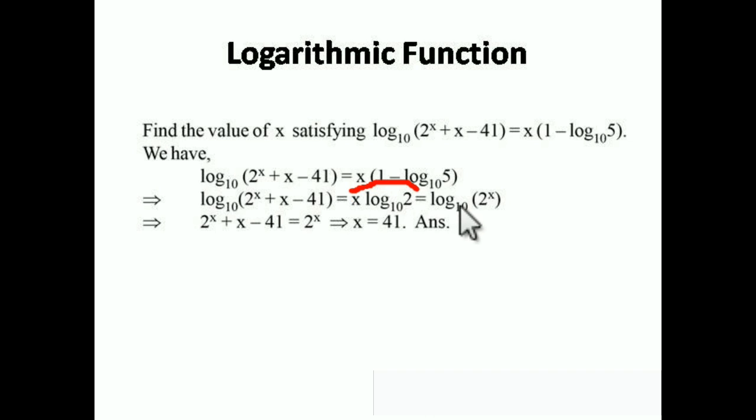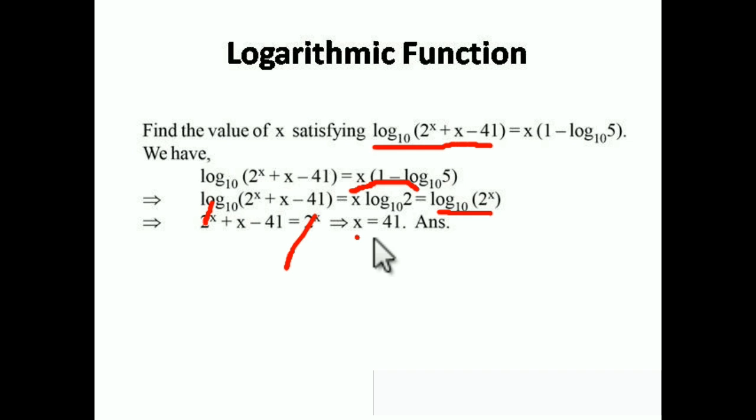So log 10 with the base 2 raised to x. Now you can see this whole part and this whole part are now in the symmetrical form. Log 10 and log 10 here, if both values are the same, the inner part must be the same. That means 2 raised to x plus x minus 41 is equal to 2 raised to x. So 2 raised to x and 2 raised to x cancel out. So x minus 41 is equal to 0. That means x is equal to 41.